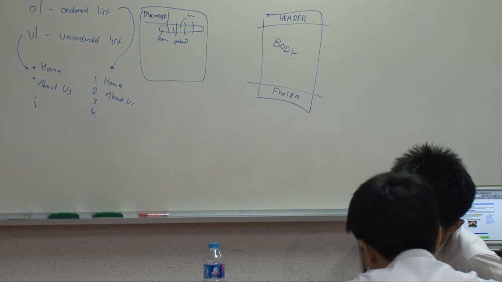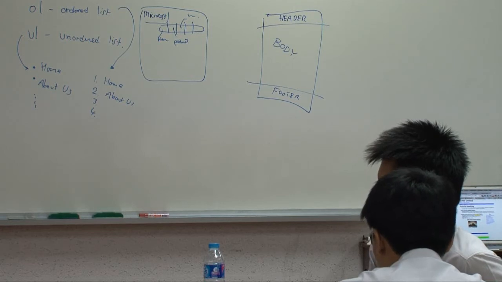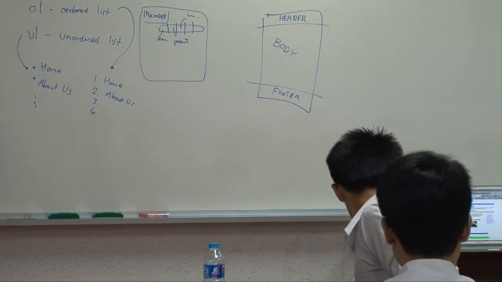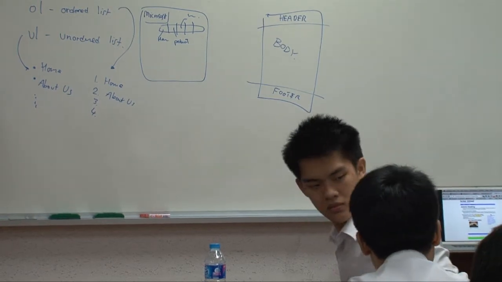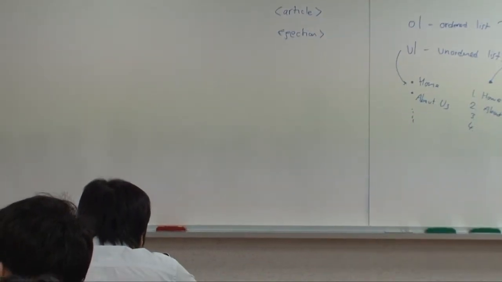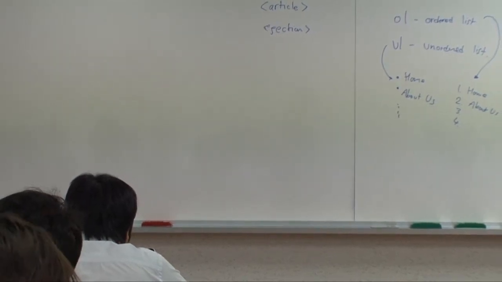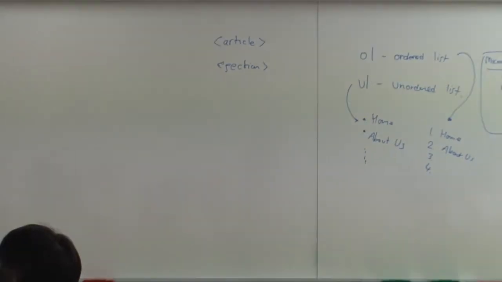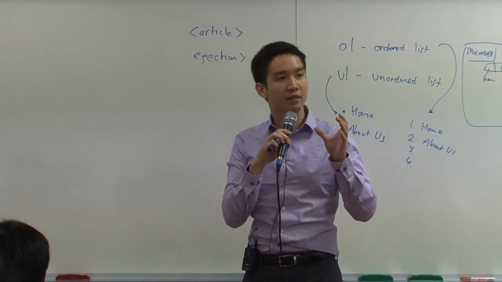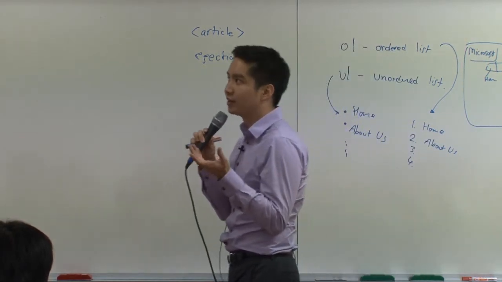So the current slide that we are looking at right now is article and section. You use article and section to simply denote content again, but how? What do we mean by denoting with section or content?